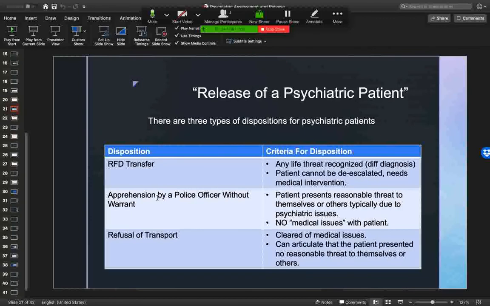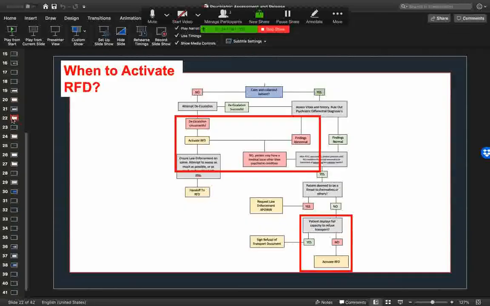Again, the police officer has to agree to this. They have to articulate whether or not the patient is a threat to themselves or others to detain them, and we'll go over what this means a little bit more. But there are no medical issues with this patient. Refusal of transport, again, clear of medical issues, and can articulate that the patient presented no reasonable threat to themselves or others, and they're also A&O x4, have the capability of taking a refusal.